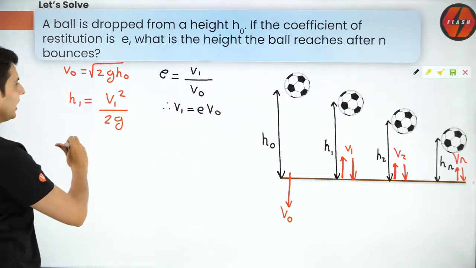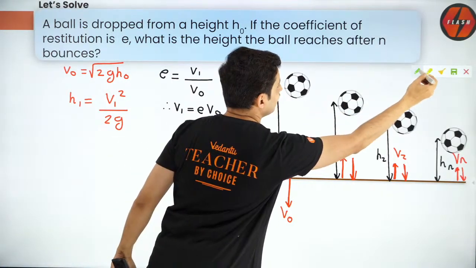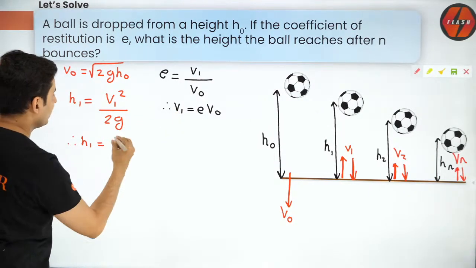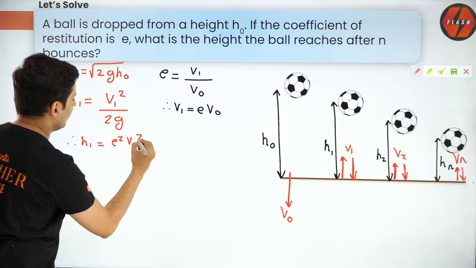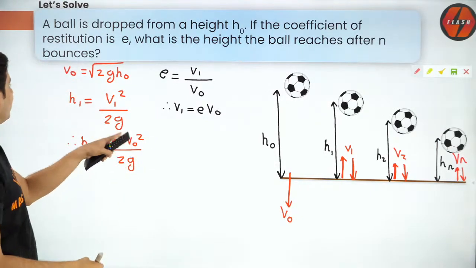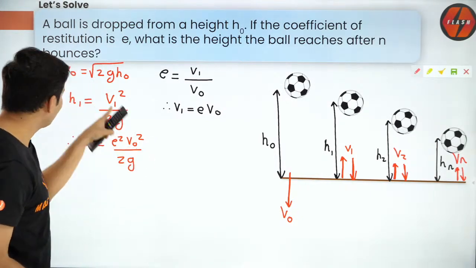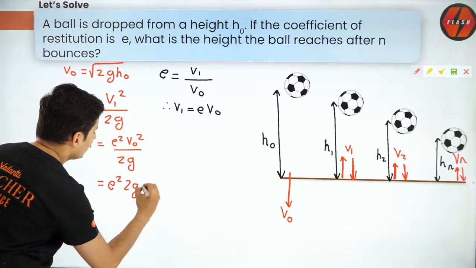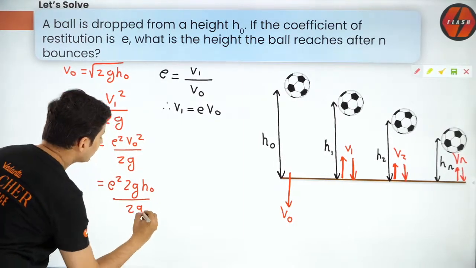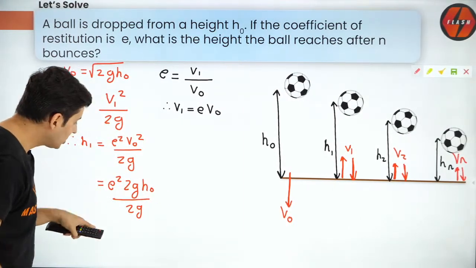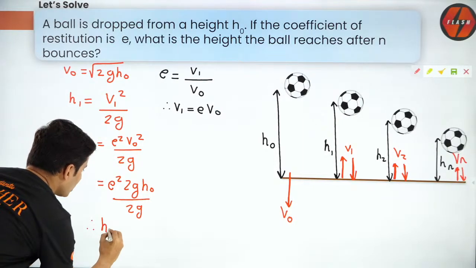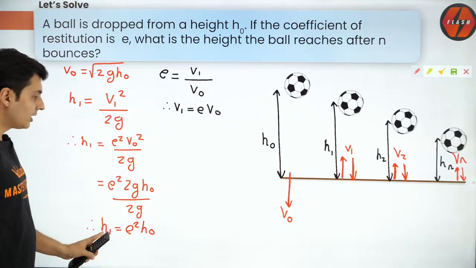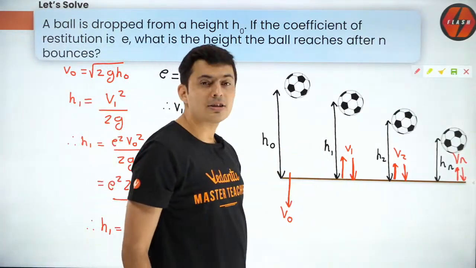Look at that. Just use it and you're going to get everything over here. So let's try this out. Use this over here. Therefore, h1 will be E square v0 square by 2g. Oh, but wait a minute. I know the value of v0. v0 square will be 2g h naught. So it will become E square 2g h naught by 2g. Best part, 2g goes. Therefore, I'll get h1 is equal to E square h naught. So I got h1 as E square times h naught.